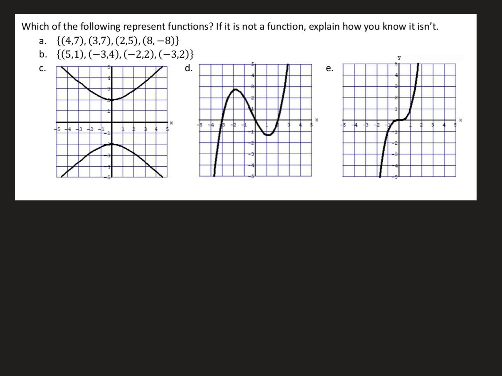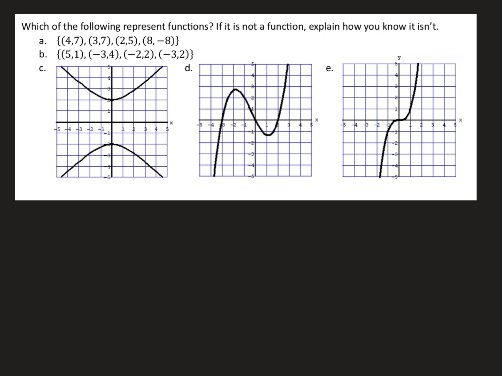So one of the first things you learn about functions and relations, which are just functions that aren't functions, is you learn to identify whether or not what you're looking at is a function. So I'm asking the question, which of the following represents a function? If it is not a function, explain how you know it isn't.